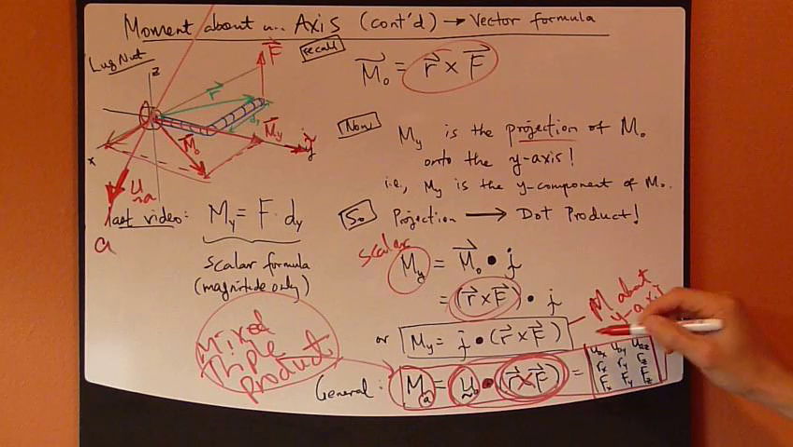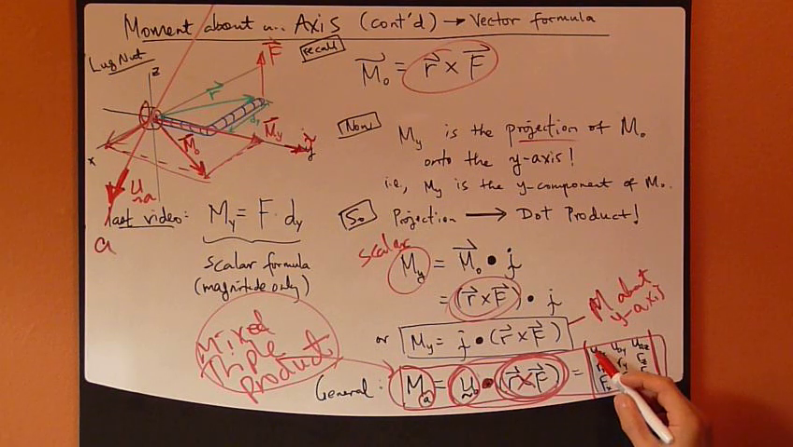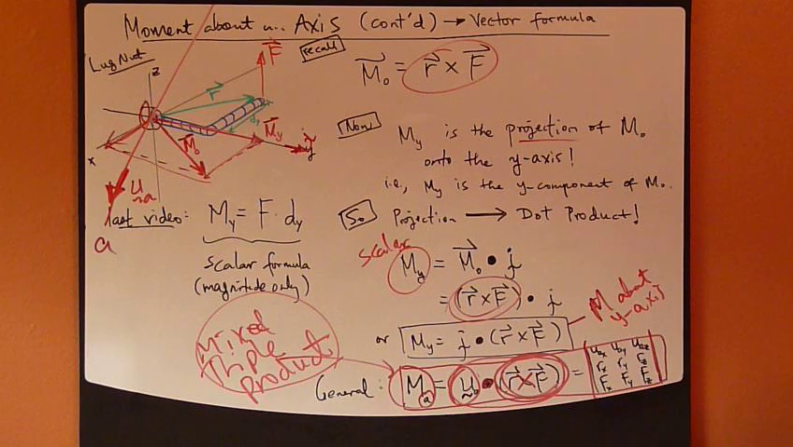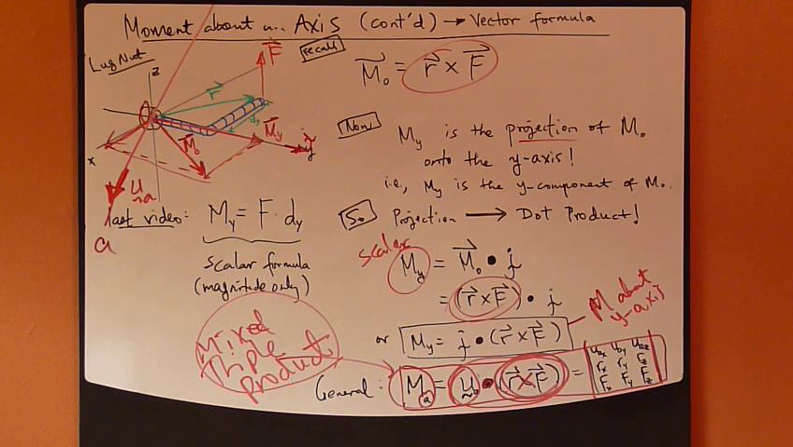The mixed triple product can be rewritten as this. You can use a determinant to help you do the calculation. The first row is the components of the unit vector of A, the x, y, and z components, and then the rest are just the x, y, z components of r and F. So this equation is the general equation for the moment of a force about an axis.